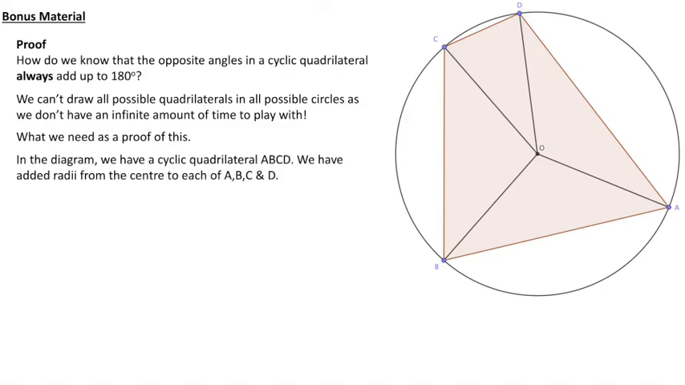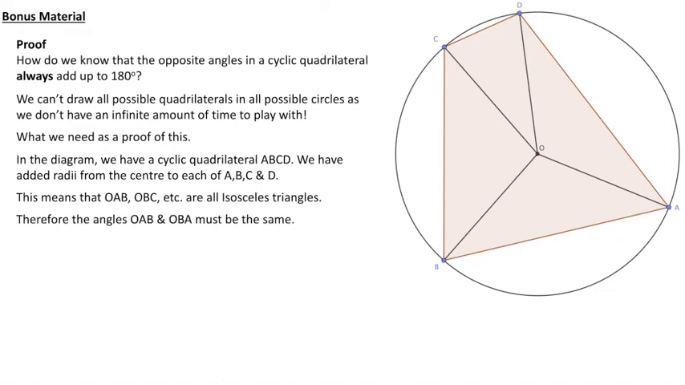So in the diagram, we have a cyclic quadrilateral, ABCD, and what we've added in is radii from the centre to each of the points. So all those 4 black lines going from O to A to B to C to D are radii and therefore the same length. And that means that the triangles that are formed, so OAB and OBC and so on, must be isosceles because each of them has 2 of their sides as radii and all the radii are the same length.